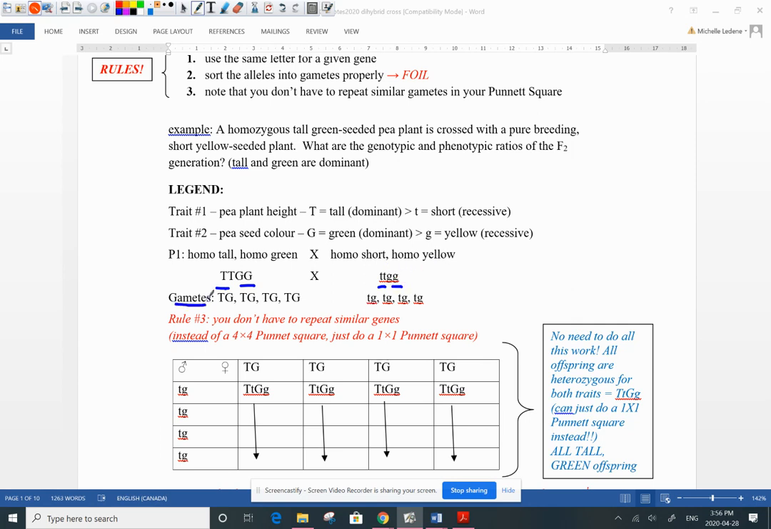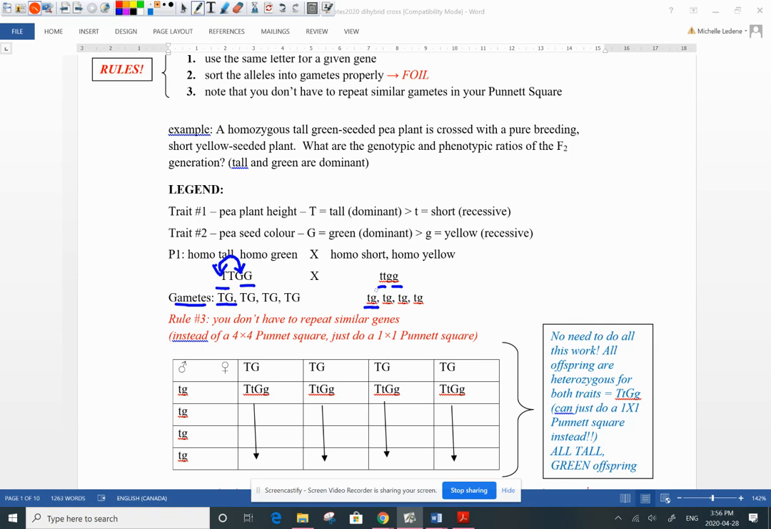Then we have to do the gametes. Well, what are we having for gametes here? Well, we only have big T's and big G's. All four of the gametes produced by this parent are big T's and big G's. And what about the short and yellow parent? Well, little t's and little g's, that's it. So here's where rule number 2 comes into play.